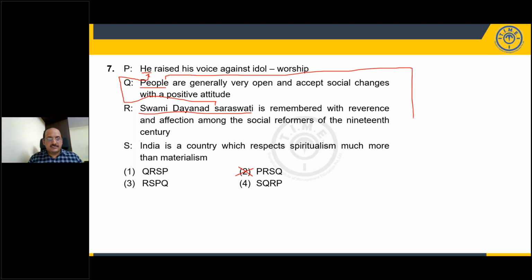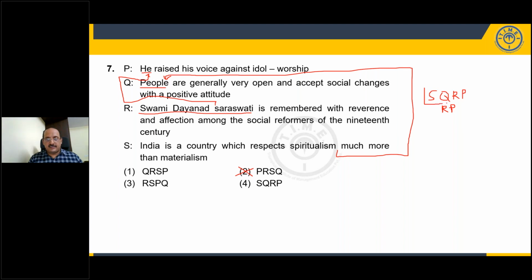So line number S is telling me that India is a country that respects spiritualism a lot. So people of India are very open. They accept social changes with a positive attitude. So no matter whatever I do, S and Q will come together, and then R and P will come together. And because people are open and accept changes with a positive attitude, so Swami Dayanand Saraswati is remembered. So I think first S and Q aayega, and then I'll have R and P.